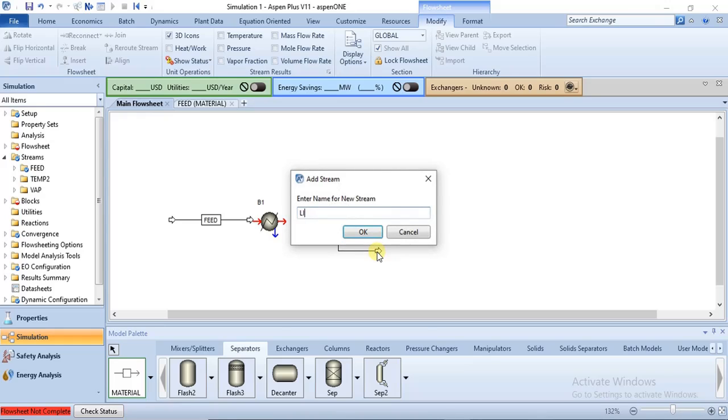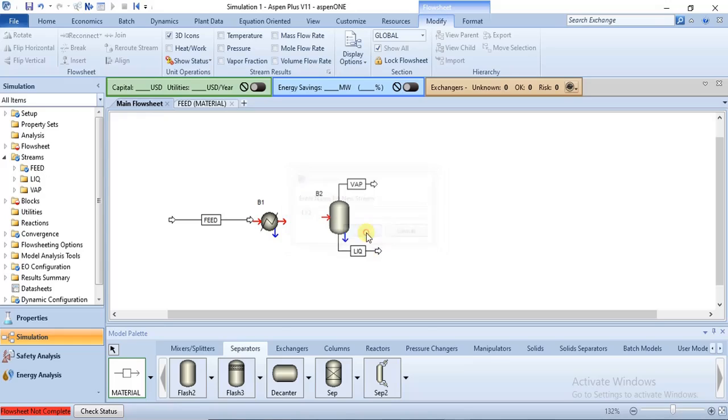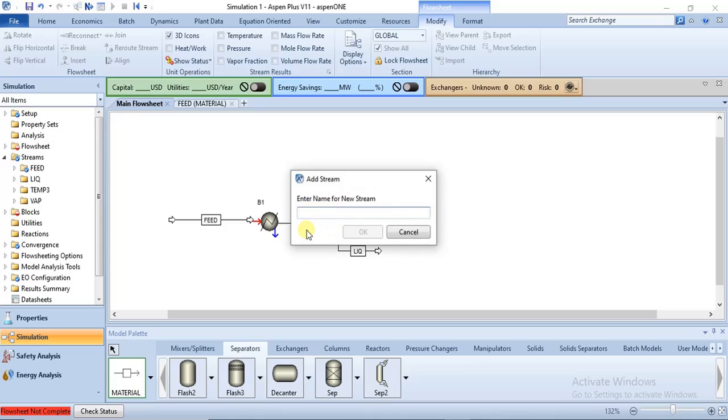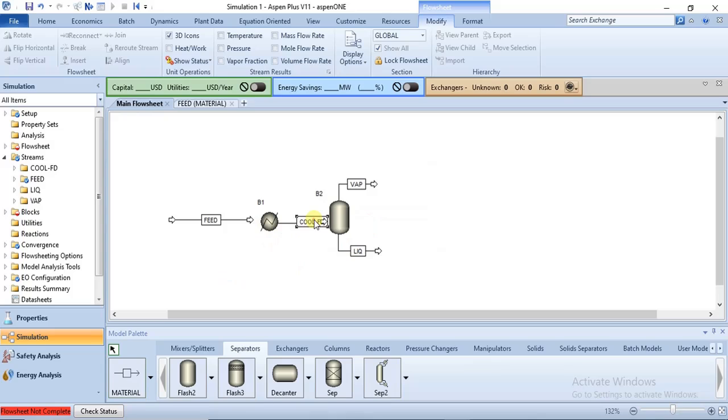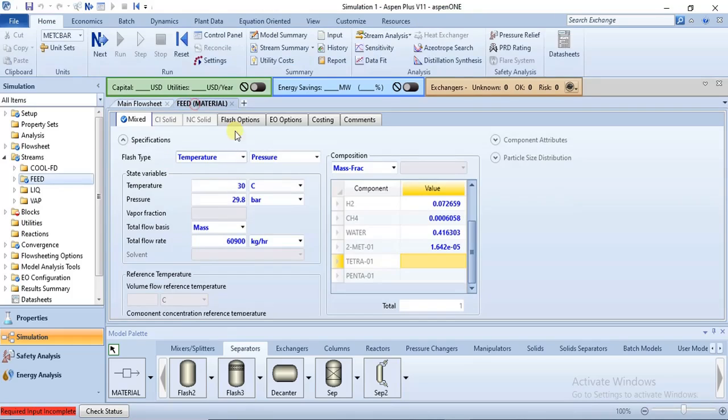So you create material streams for the inlet and outlet of all the equipment on your simulation environment, your flow sheet. Just connect them properly and name them. Okay, this one has not connected. Let's connect it. Yes, it's connected now. Then you connect your feed to the cooler. The feed has been fully specified.